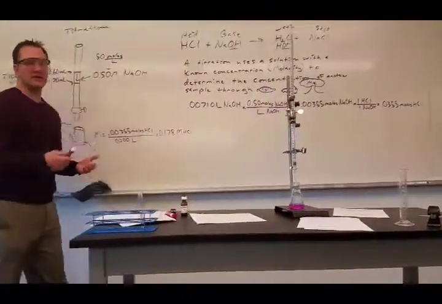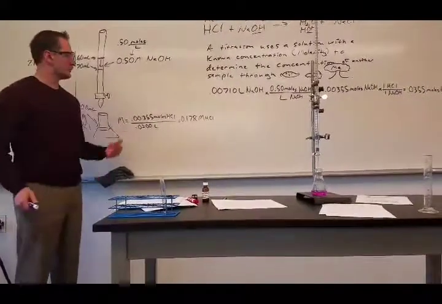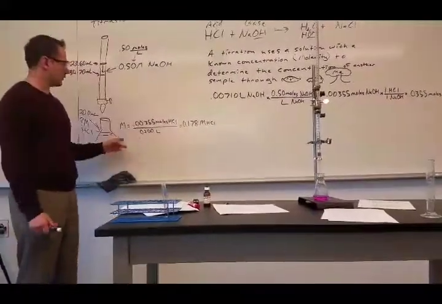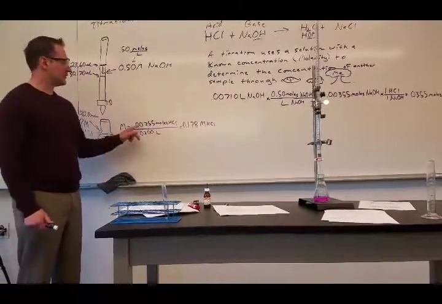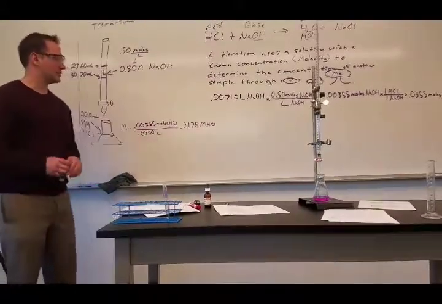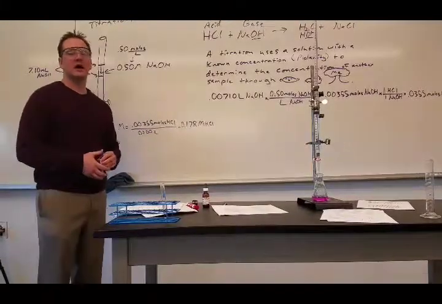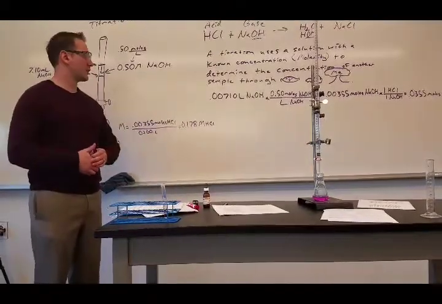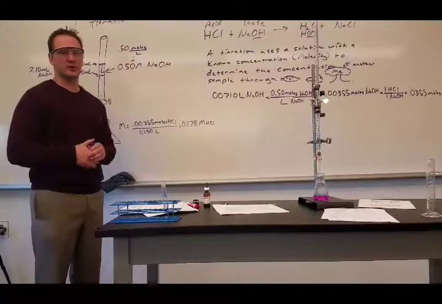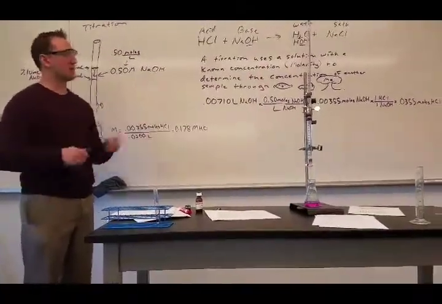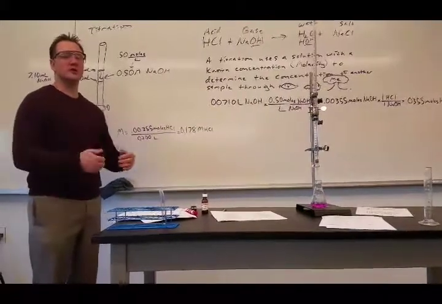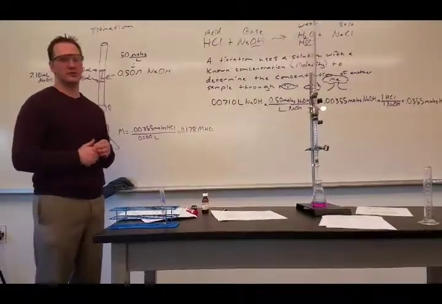And since the molarity is the number of moles of the solute per liter of solution, and we know that we had 20 mL, or 0.0200 liters, we divide the number of moles by that number of liters, and we can see that the hydrochloric acid had a concentration of 0.178 moles per liter. So again, a titration: we use a solution where we know the concentration to determine the concentration of an unknown through stoichiometry.